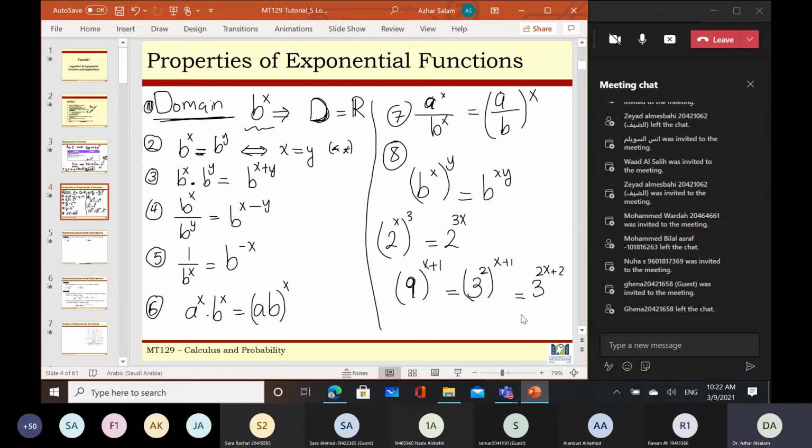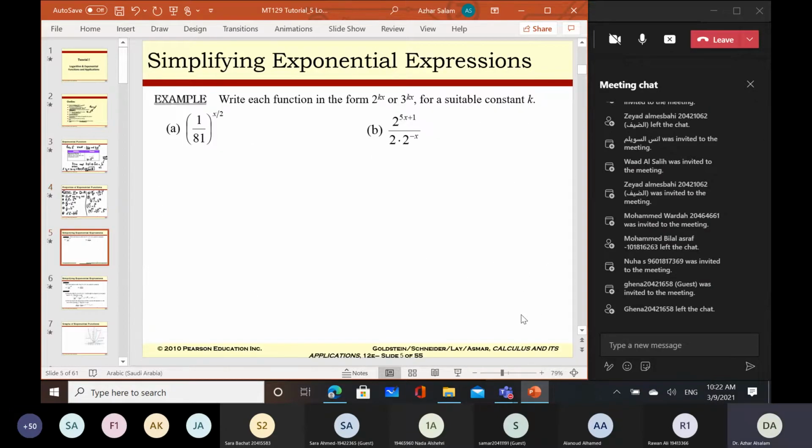I think that's all the required properties. Okay, we will take a simplifying example. The question here in this example: write each function in the form 2 to the power kx or 3 to the power kx. Of course, one of them we write as 3 to the power kx, and the other as 2 to the power kx. So we will begin with this one. The meaning of this question, write it in this form, is to simplify, okay, for a suitable constant k. All the meaning of this is only simplify.